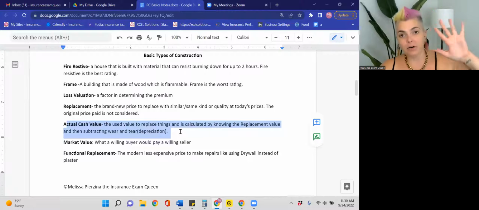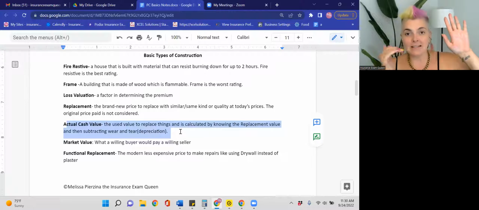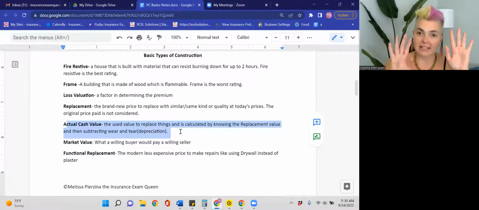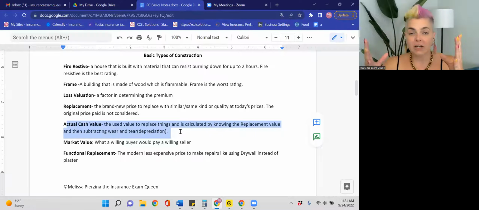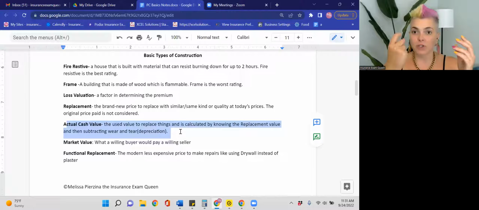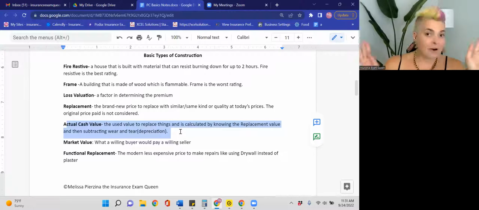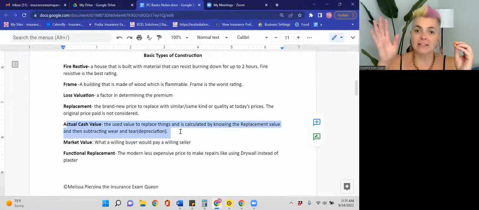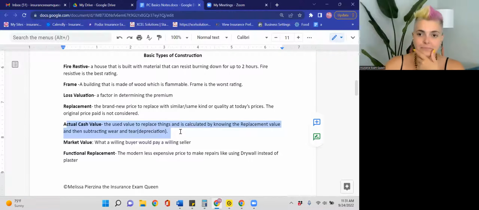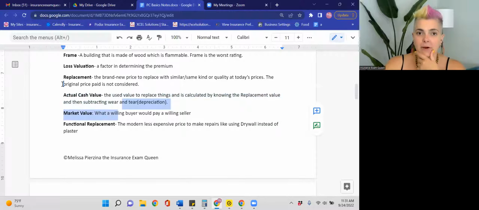So you take the current replacement minus the depreciation. So if they say it's $200 a year and it's been 3 years, you have to go 200 plus 200 plus 200 is 600. So 1,000 minus 600 would be 400. Okay. I don't care about the original price, but actual cash value is replacement minus wear and tear, replacement minus depreciation equals actual cash value. And these are the two they talk about the most.